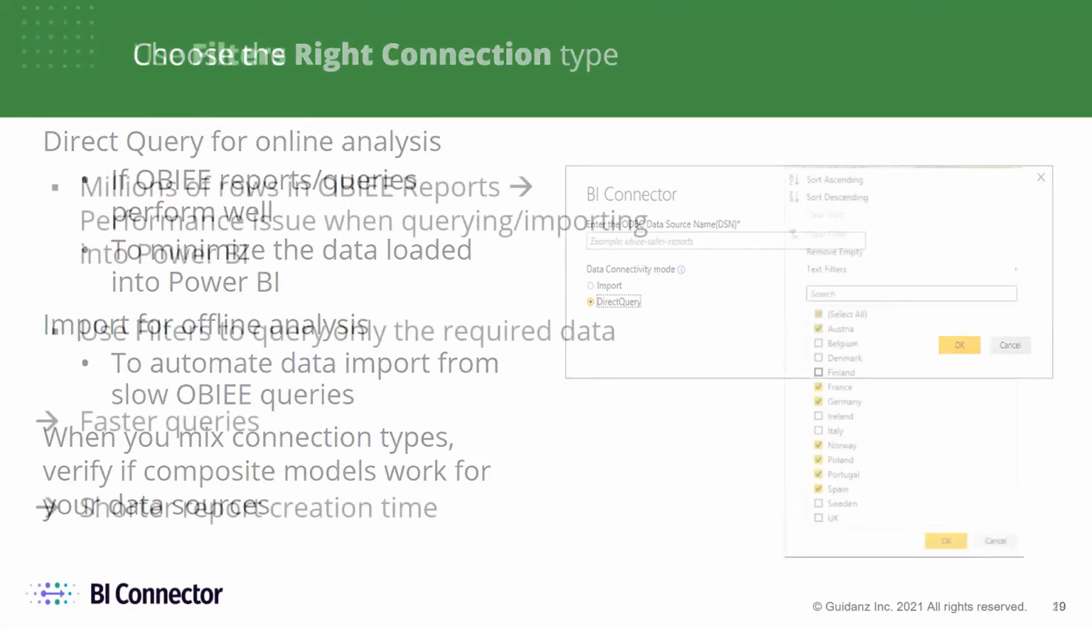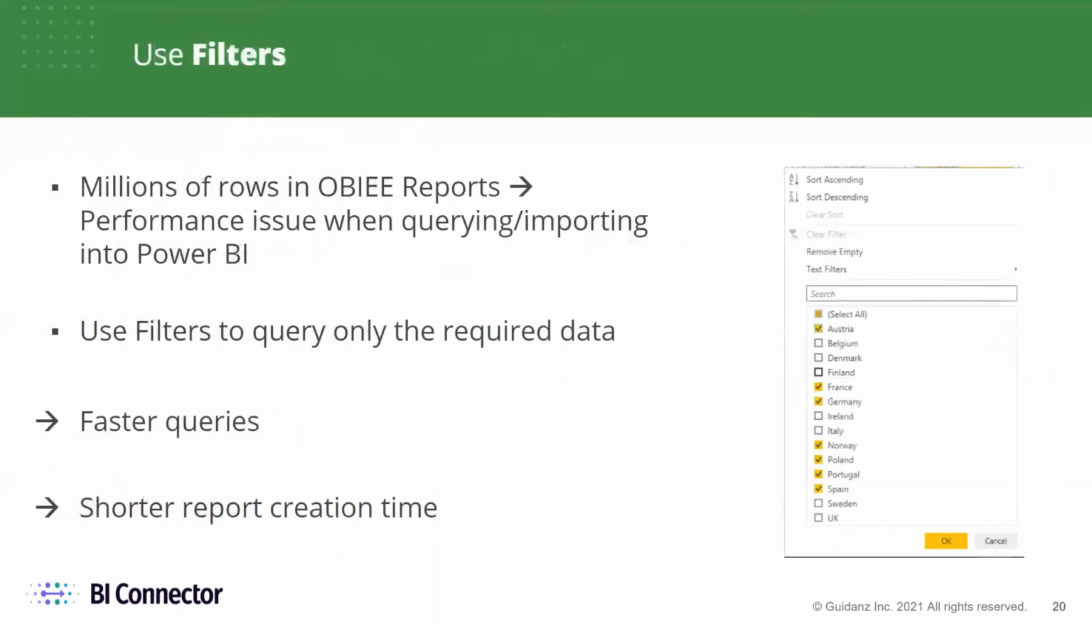Next, use filters. This is also very common. The more you narrow down to the data that you need for your analysis, the faster the queries and the shorter the report creation time. So you can experience good performance. That too, in the case of OBIE, the reports could sometimes have millions of rows, and the more you narrow down, the faster the performance and the shorter the report creation time.